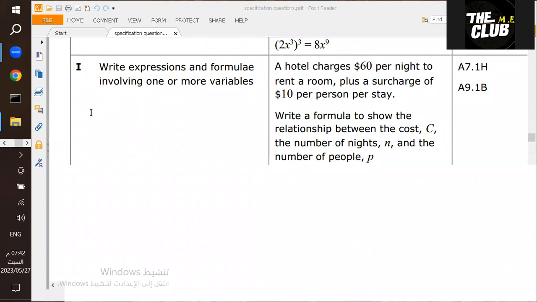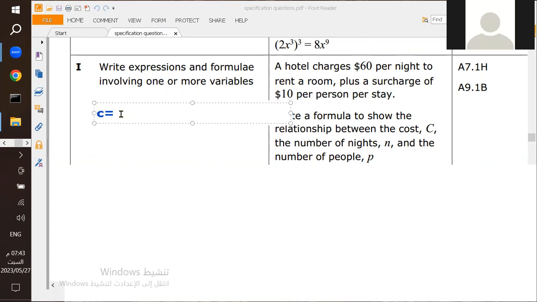First thing, the C is the cost, right? So we say C equals the cost of one. A hotel charges $60 per night, so one night is $60. So the number of nights n should be multiplied by 60, so we say 60n. Okay, 60n, plus what?